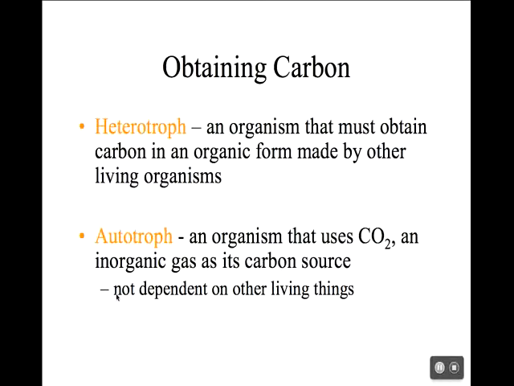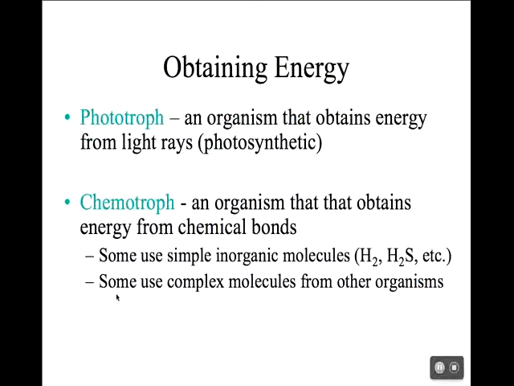The other possibility here would be an autotroph. An autotroph is an organism that uses carbon dioxide, which is an inorganic gas, as its carbon source. Photosynthesis takes advantage of autotrophy, where they're using carbon dioxide from the atmosphere in order to make carbon-containing molecules. Autotrophs are not dependent on other living things for their carbon. Instead, they simply pull it out of the air. Plants and algae would be great examples of autotrophs doing that form of photosynthesis. So you can describe all organisms on the planet as being either a heterotroph or an autotroph.